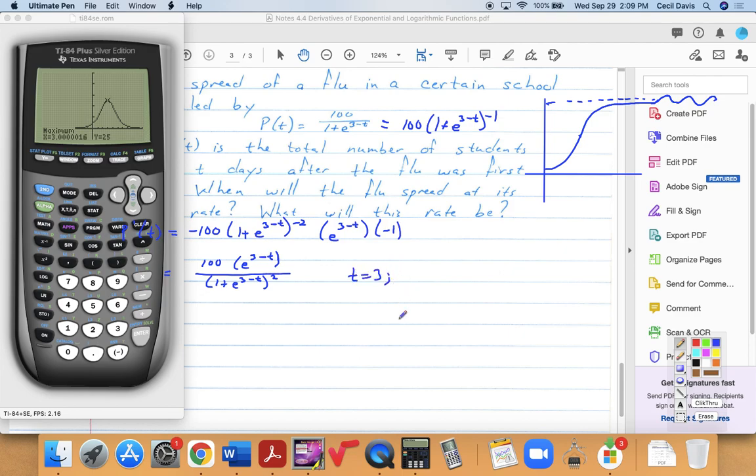So this is t equal to 3, and the rate is going to be 25, what was it, students per day.